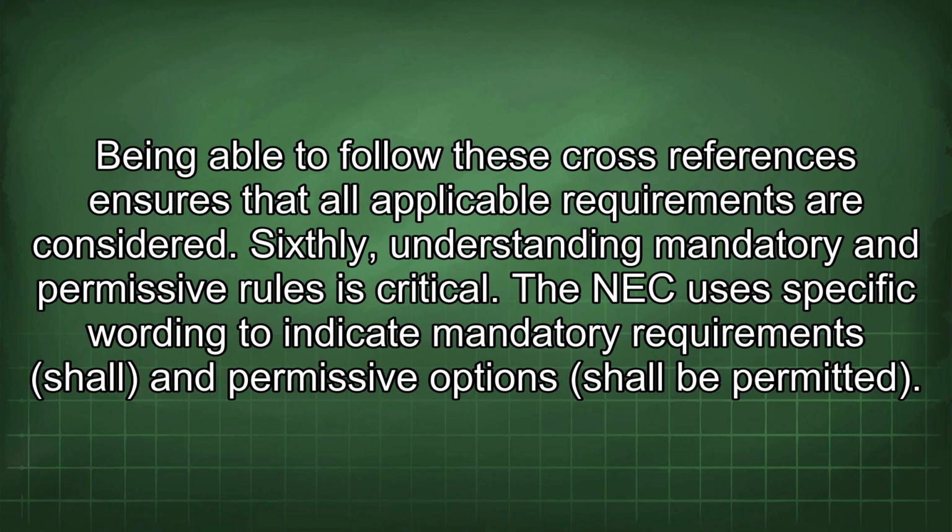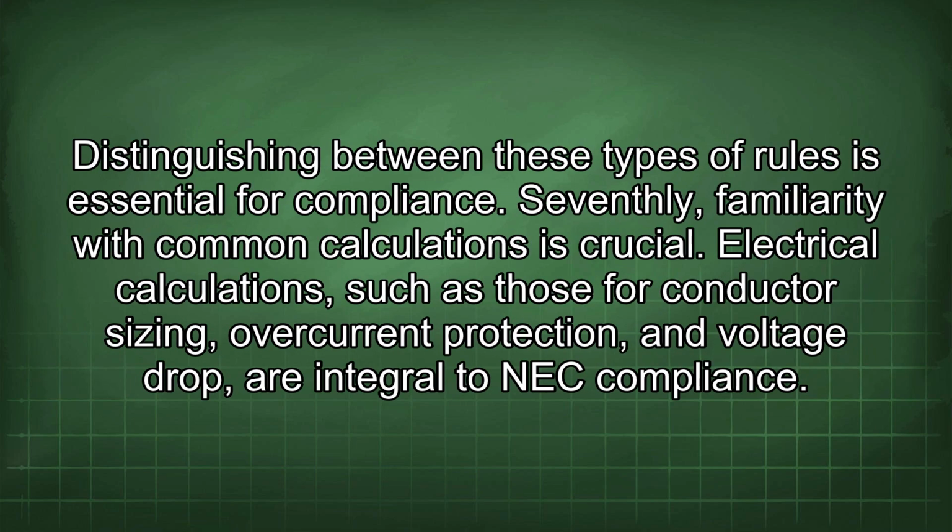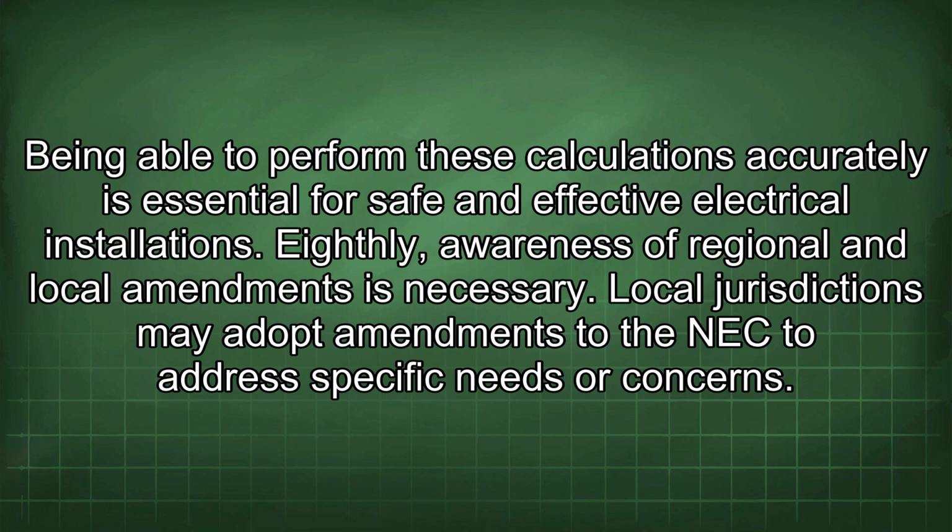Sixthly, understanding mandatory and permissive rules is critical. The NEC uses specific wording to indicate mandatory requirements, "shall," and permissive options, "shall be permitted." Distinguishing between these types of rules is essential for compliance. Seventhly, familiarity with common calculations is crucial. Electrical calculations, such as those for conductor sizing, overcurrent protection, and voltage drop, are integral to NEC compliance. Being able to perform these calculations accurately is essential for safe and effective electrical installations.